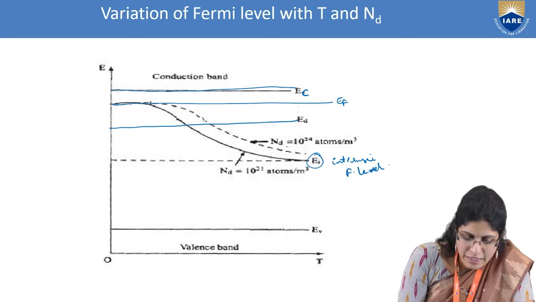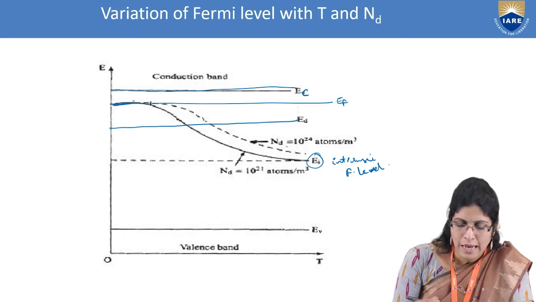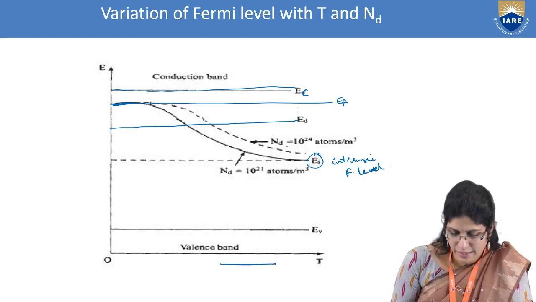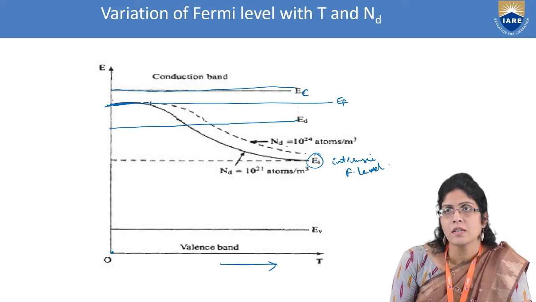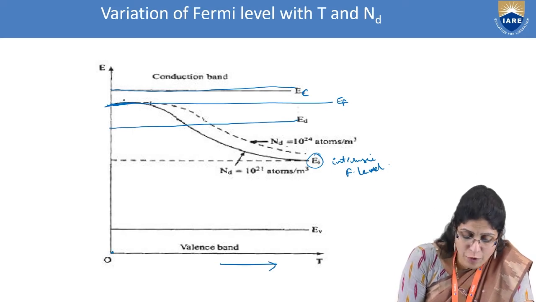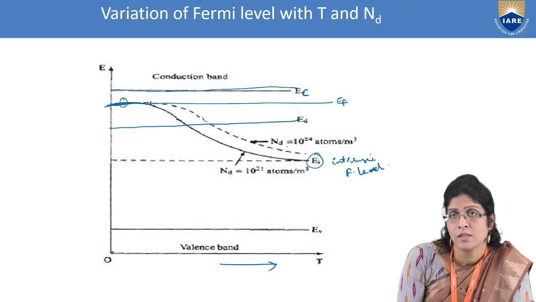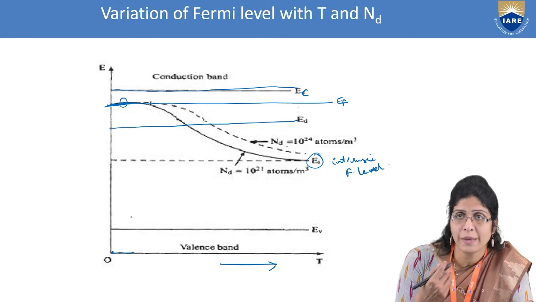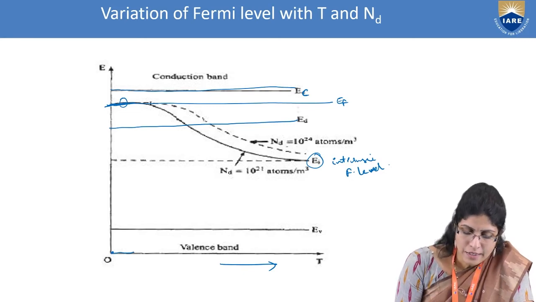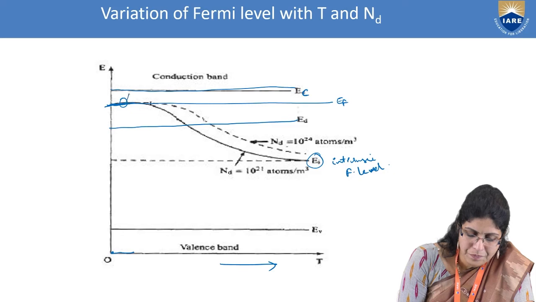Now what is happening to this Fermi level as you are raising the temperature from 0 Kelvin? At 0 Kelvin it is here, and there are phosphorus atoms here. As you are raising the temperature, the phosphorus atoms will become ionized, and as they are ionized, the electrons are being excited towards the conduction band. So it will slowly try to move up towards the conduction band, and thus it will come here.